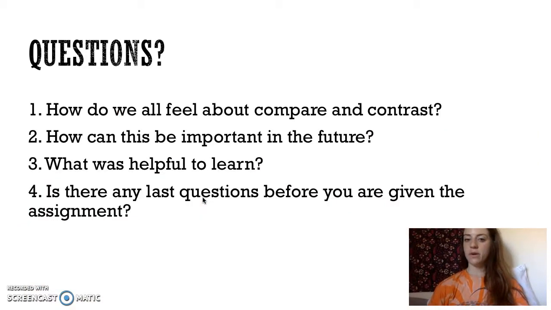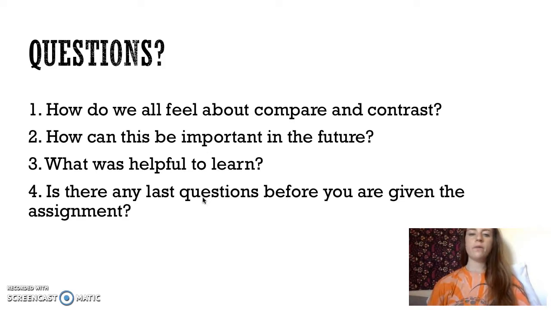If they have any more questions, mine would be: how do you feel about compare and contrast today? How can this be important in the future? What was helpful to learn? If there are any last questions before you are given the assignment.